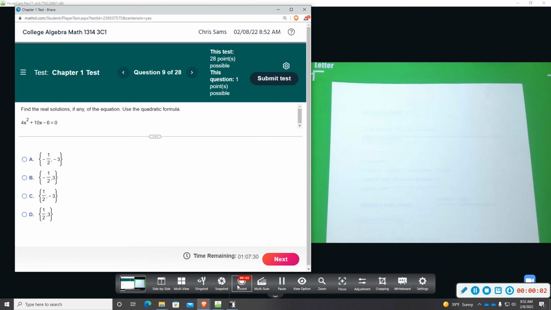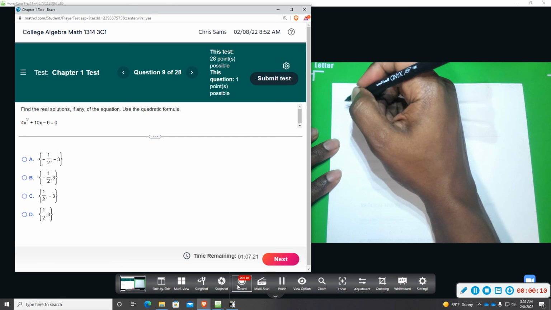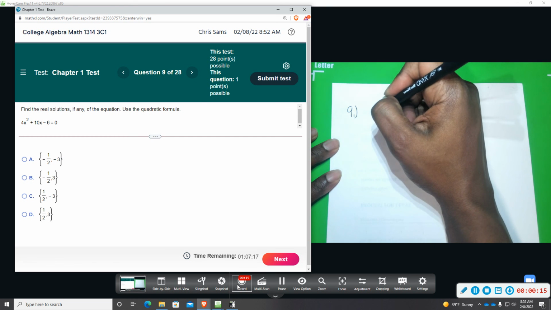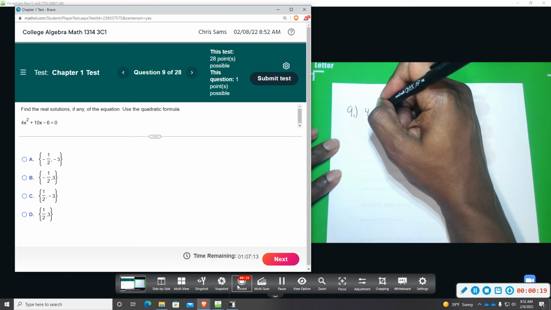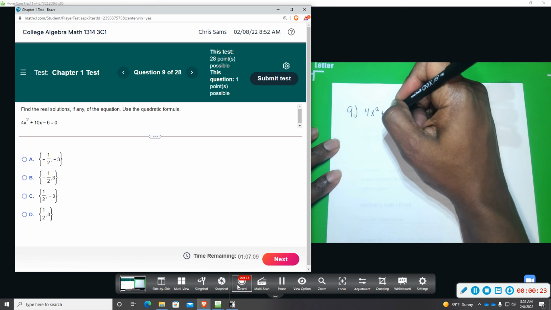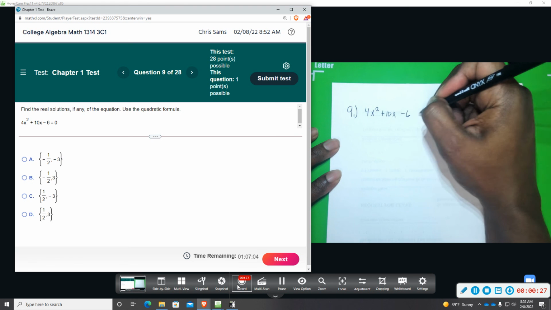All right, number 9. We want to find the real solutions, if any. We want to use the quadratic formula. Again, I don't mind which method you use. I want you to be able to do them all, but use whatever one is the easiest, okay? So we have 4x squared plus 10x minus 6 equals 0.